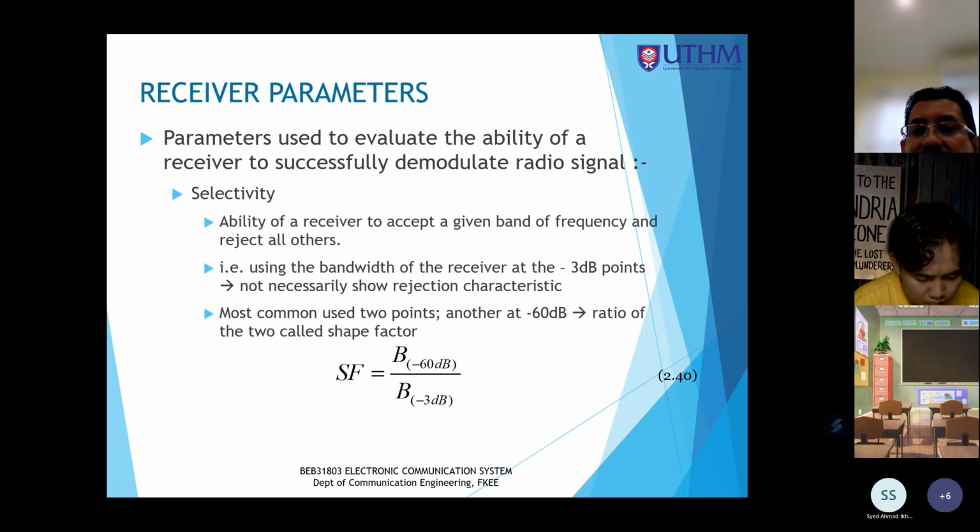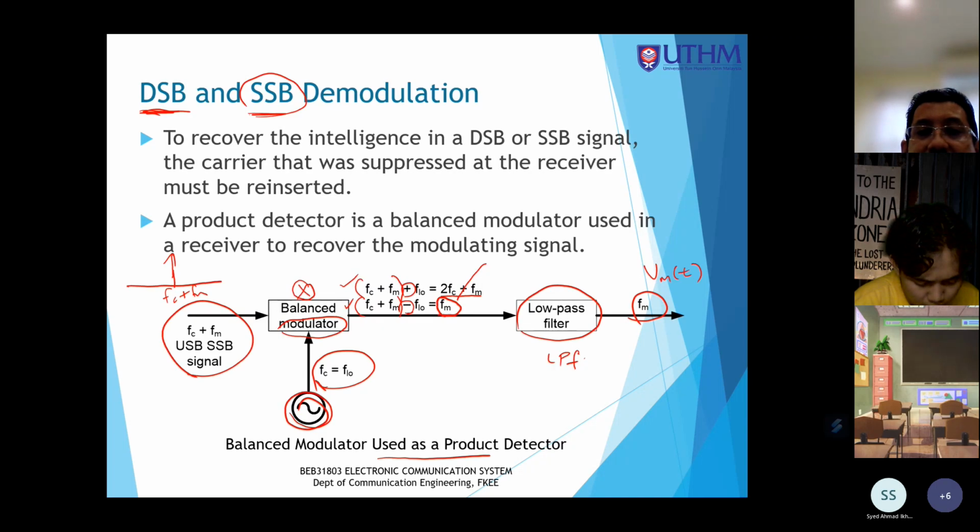Okay, so receiver parameters. Okay, sehingga slide ini okay kelas, sebenarnya kita telah belajar berkenaan dengan demodulator. Macam yang saya tunjukkan tadi bahawa demodulator berada pada bahagian yang terakhir dalam receiver. Okay, so dia berada pada bahagian yang terakhir. Okay, so this is the demodulator.